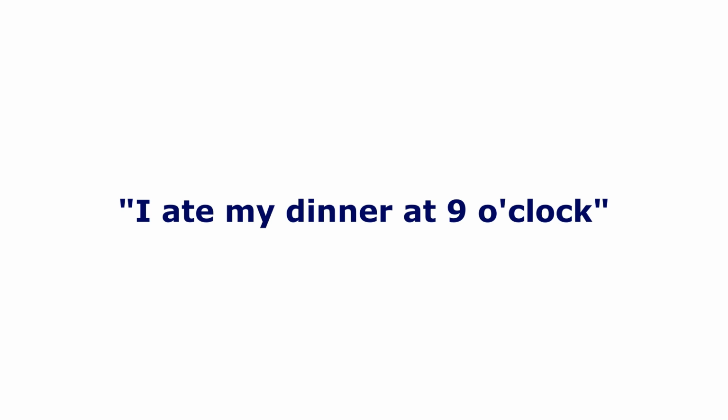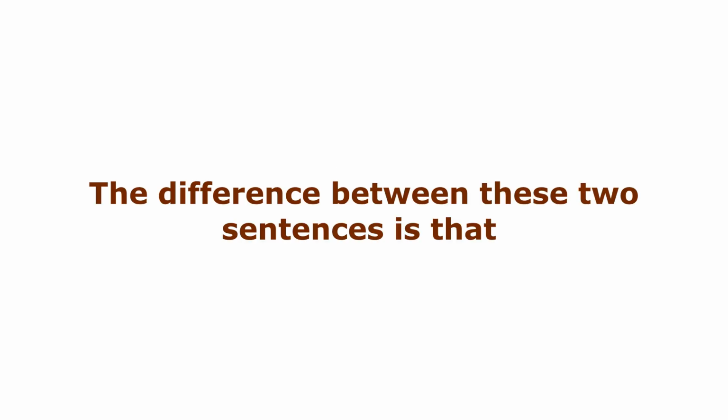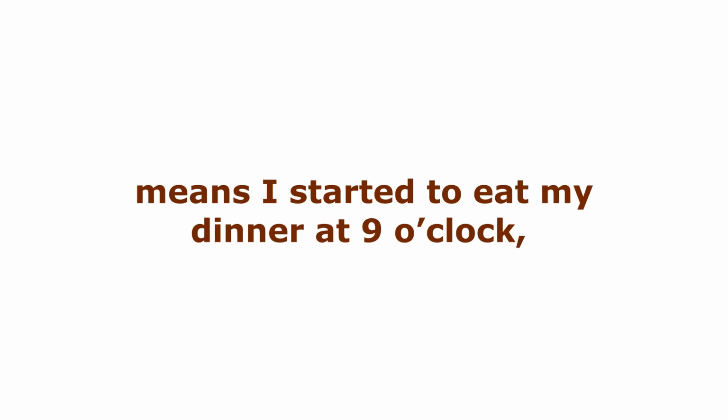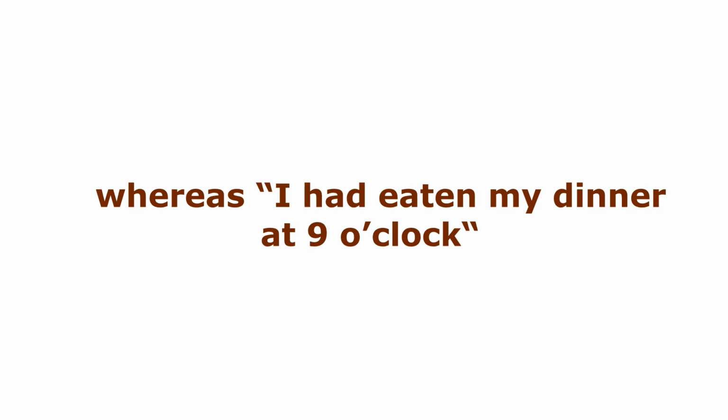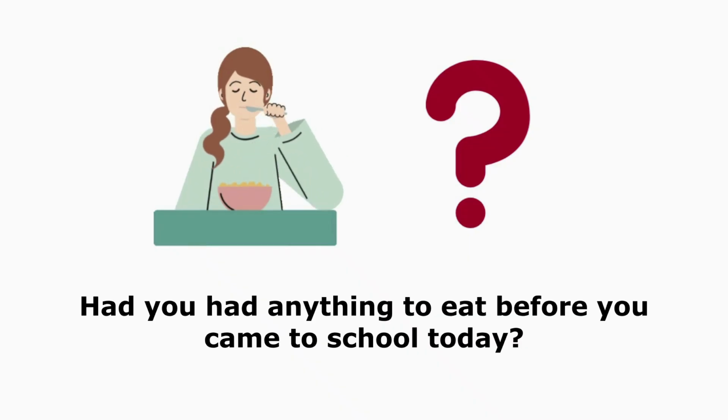I ate my dinner at 9 o'clock and I had eaten my dinner at 9 o'clock. The difference between these two sentences is that I ate my dinner at 9 o'clock means I started to eat my dinner at 9 o'clock, whereas I had eaten my dinner at 9 o'clock means that my dinner was already finished at 9 o'clock.